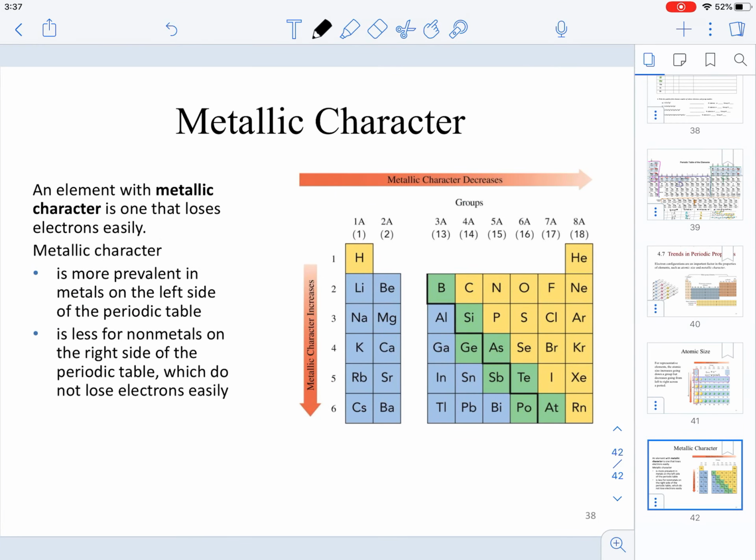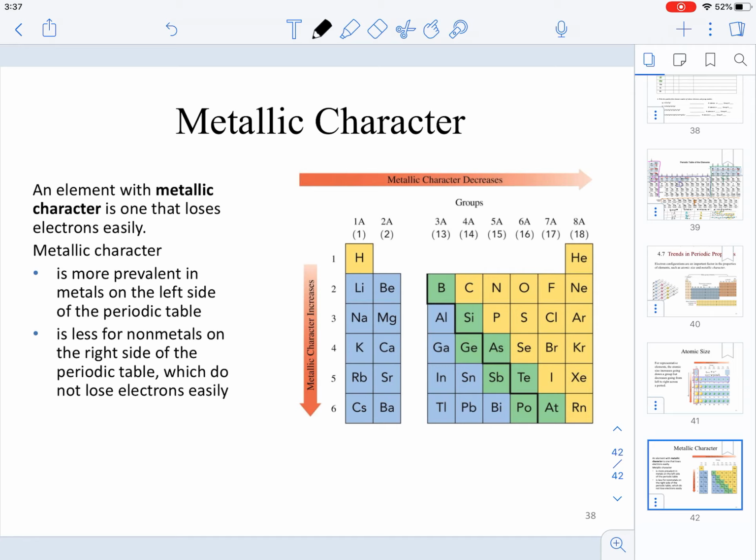Let's now look at metallic character, because this trend in the periodic table is a little bit easier to understand. One of the things that we introduced earlier in the chapter is the idea of having in the periodic table groups that are called metals, nonmetals, and metalloids. As you can see, the trend for metallic character is that it is more prevalent in metals on the left side of the periodic table and less on nonmetals, which are on the right side of the periodic table.